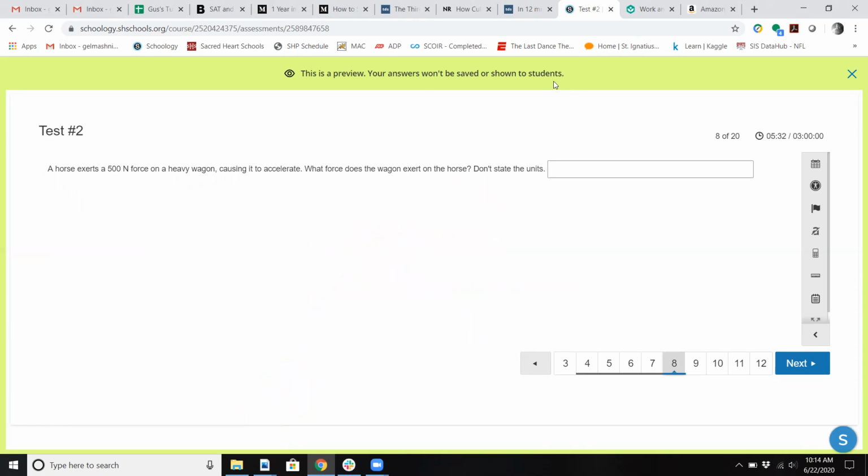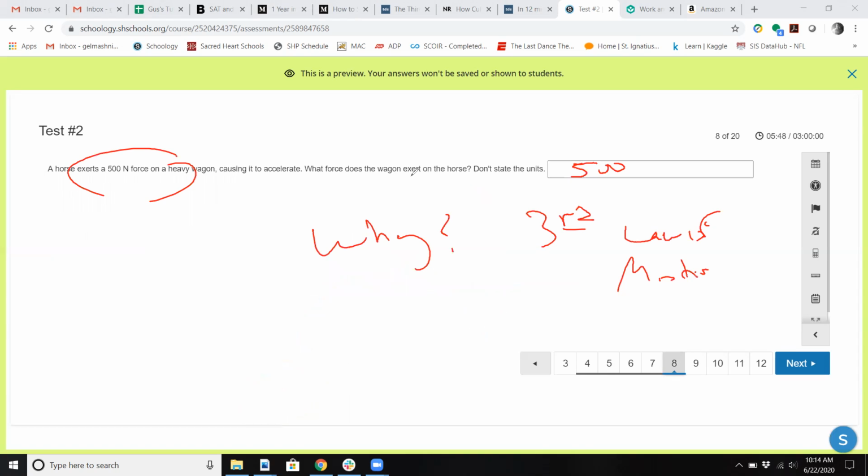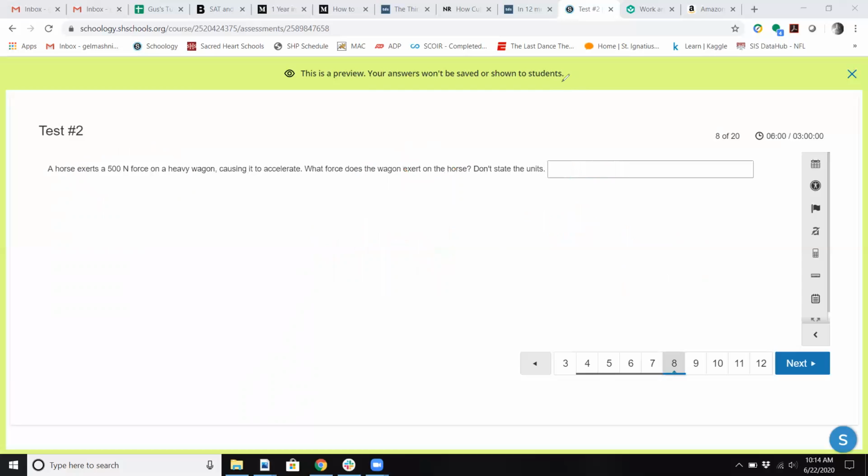This one is also conceptual. There's nothing to calculate, actually. The answer is just 500. Why? Third law of motion. Again, the horse pulls with 605 newtons on a heavy wagon, so the wagon on the horse has an equal and opposite reaction. That's why it's 500. So that was another third law of motion question there. I think there's still one more, but remember, it's only worth 2 points. I'm not really asking you to do too much there. We'll keep moving.